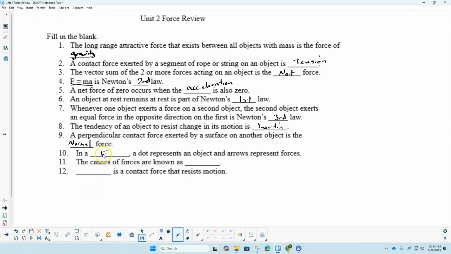In a free body diagram, a dot represents an object and arrows represent forces. Forces are caused by agents. And finally, blank is a contact force that resists motion, that's friction. So those are the terms that were in the fill in the blanks on that first section.